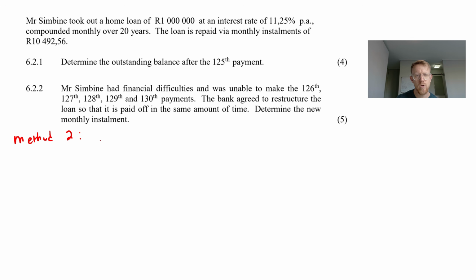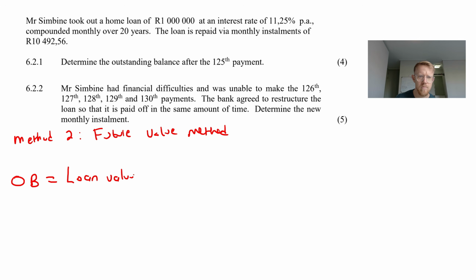Okay, now if we instead do method number two, which is where we use the future value method, then the way that this one works is your outstanding balance. You always need to find out the loan value, and then you subtract the future value of payments. So on many memos and things like that, you would see them saying A minus F.